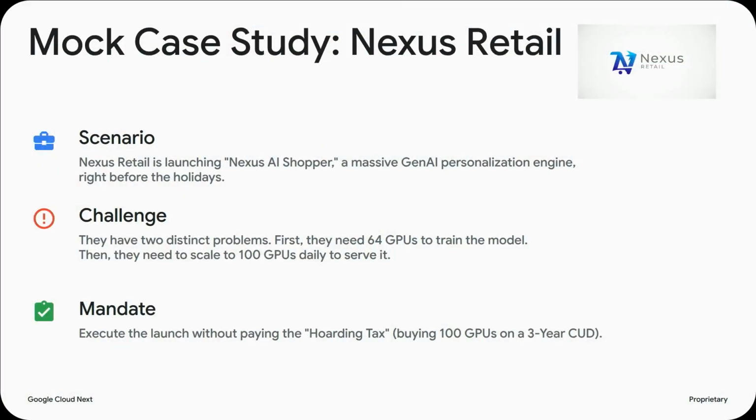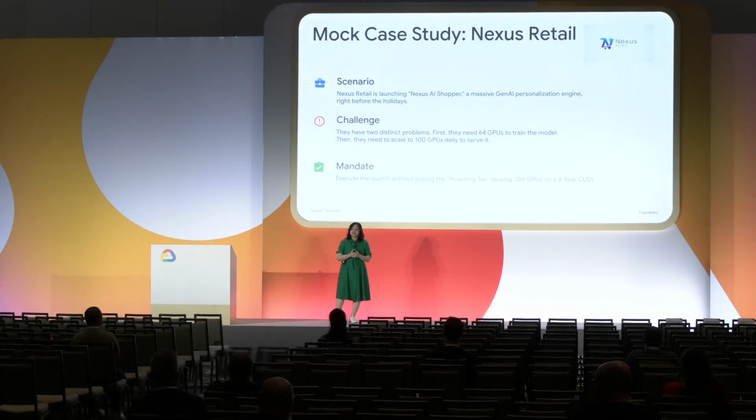Meet Nexus Retail. They're an e-commerce marketplace, and they are preparing to launch a new product. The product is called the Nexus AI Shopper. It's a massive generative AI personalization engine, and they want to launch it right before the busy holiday period. Now, there are two distinct problems they have to solve. One, they need 64 GPUs to train their foundation model on a new seasonal catalog. And the second challenge, they need to scale to 100 GPUs daily to serve incoming traffic from busy shoppers during the holiday period.